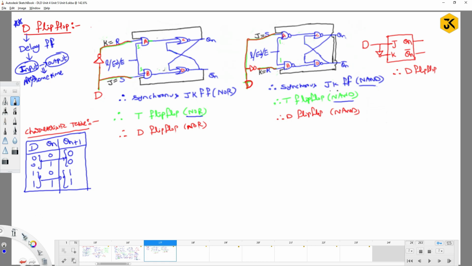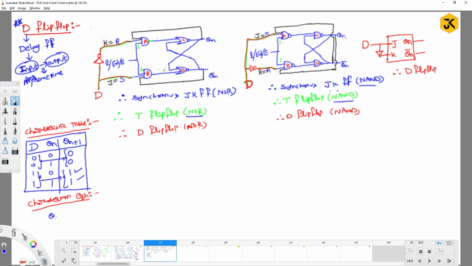So can we derive the characteristic equation for this? Yes, right? The characteristic equation can be found with K-maps. As a simple way of writing, because I am going to have only two variables, there is no need to simplify also. I can directly write this.